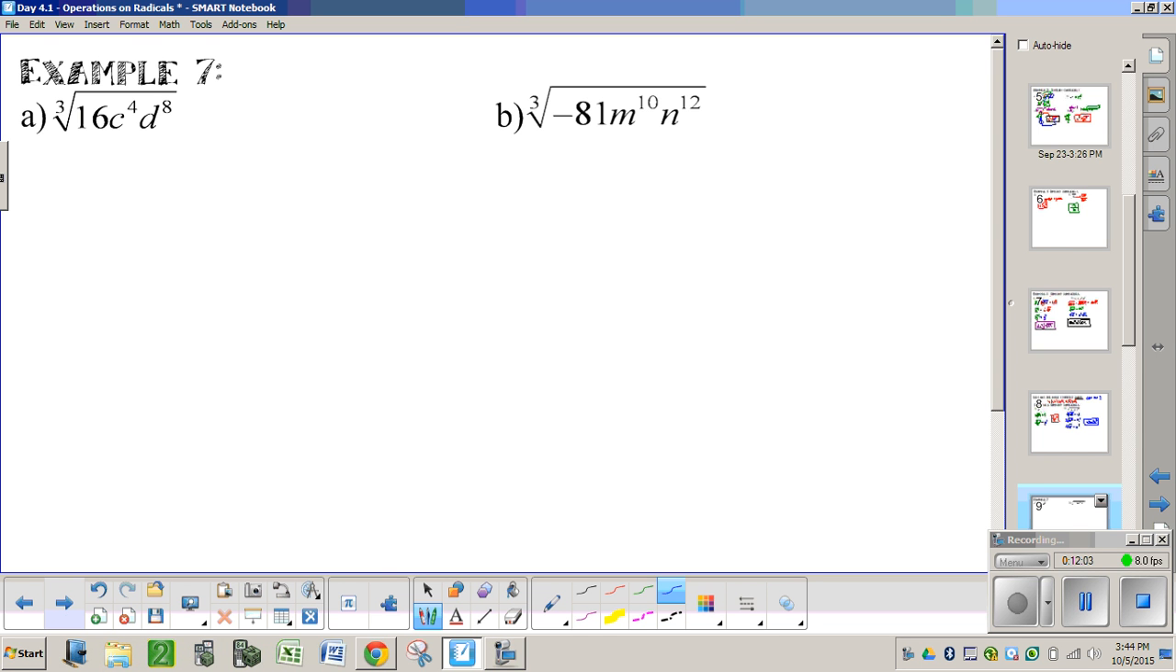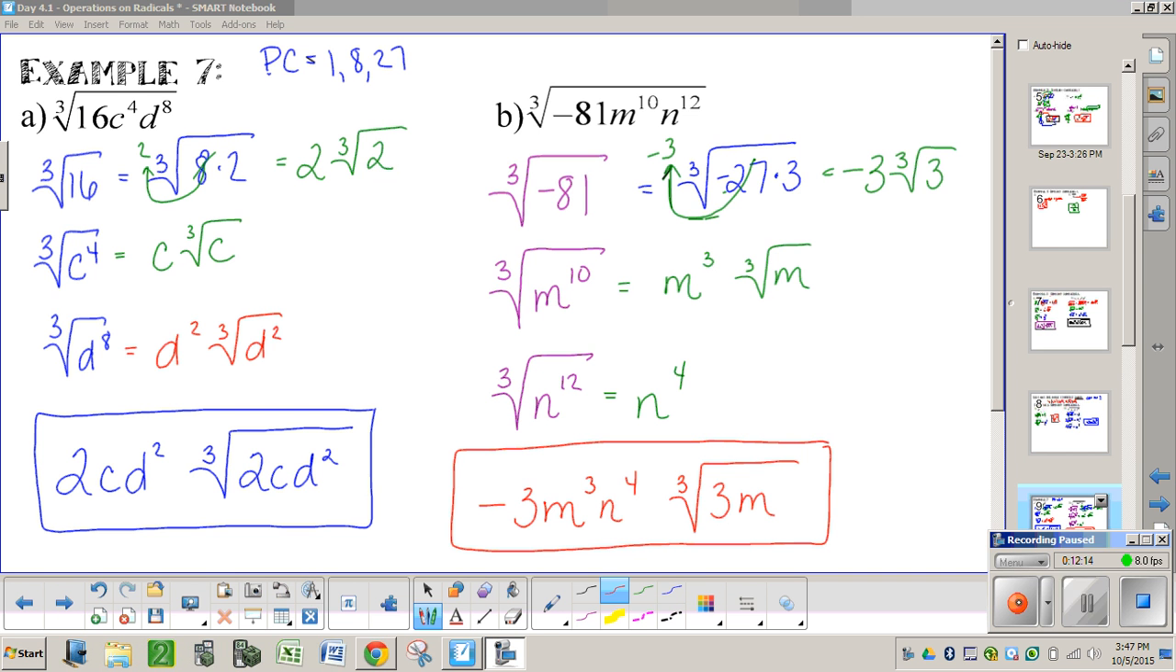Before you start these on your own, list out your perfect cubes across the top of your paper because it'll help you in order to simplify. Join me when you're ready. All right, now that you had 2 to try on your own, how did you do? I'm sure you guys did great.